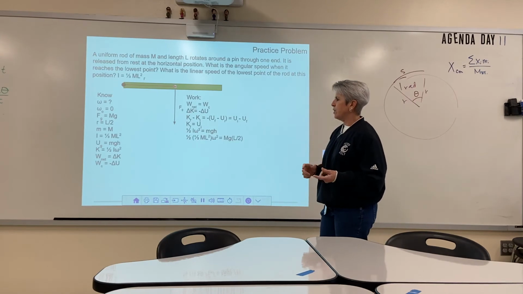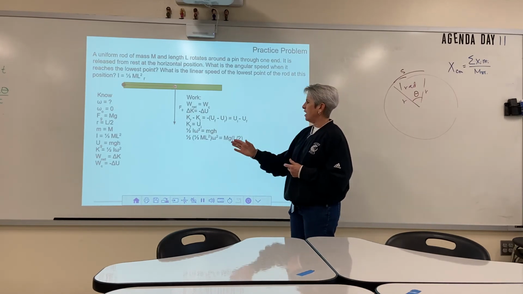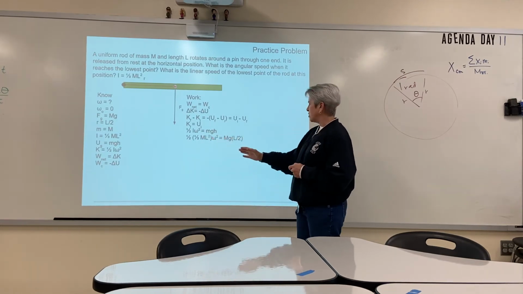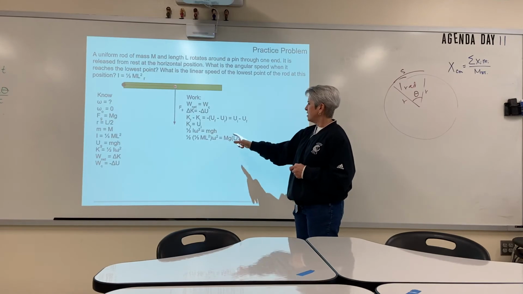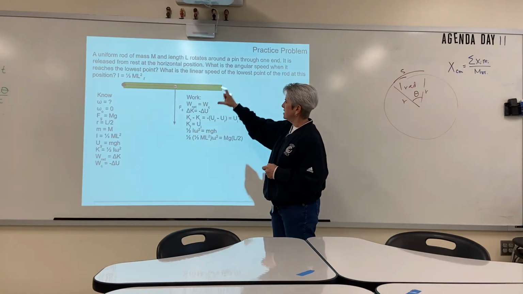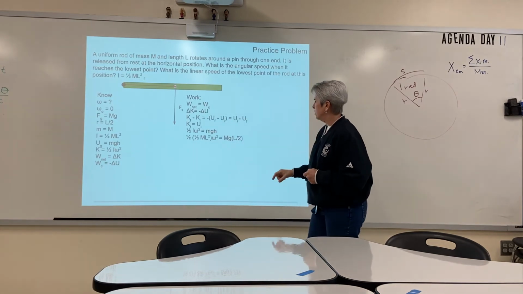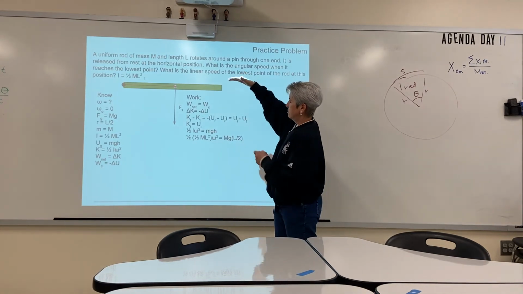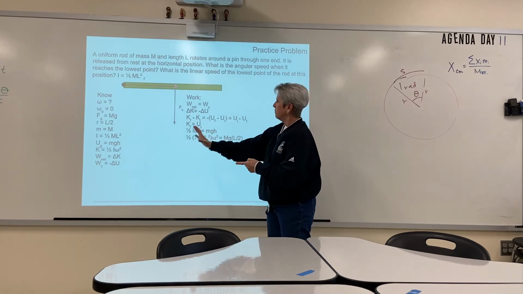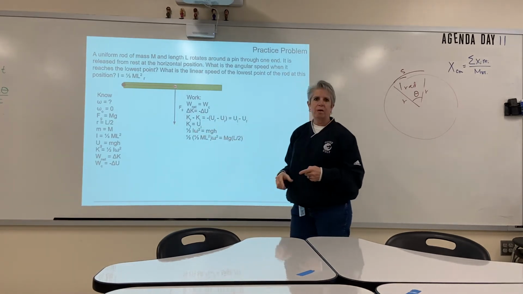I, remember, is 1/3 ml squared. So we got 1/2 times 1/3 ml squared times omega squared. You can see we're going to have to multiply these fractions. And that's going to equal mass times gravity times height. When this swings down, that height is L over 2. Because right now, when it's in this horizontal position, as it swings down vertically, the change in height will be half of the length.